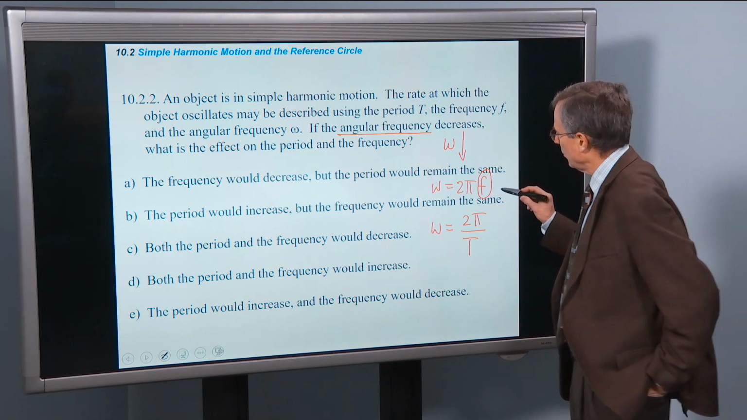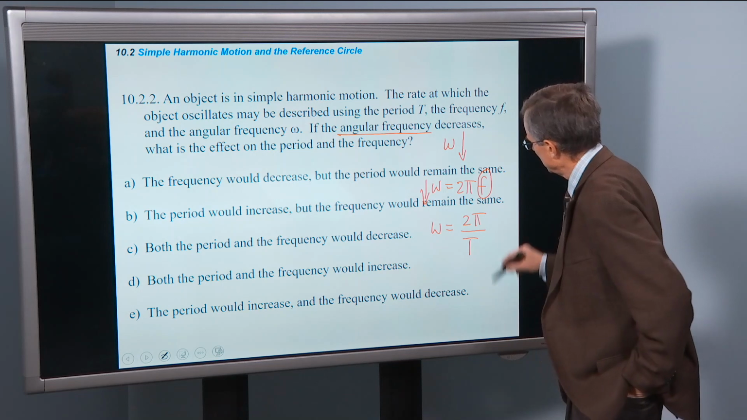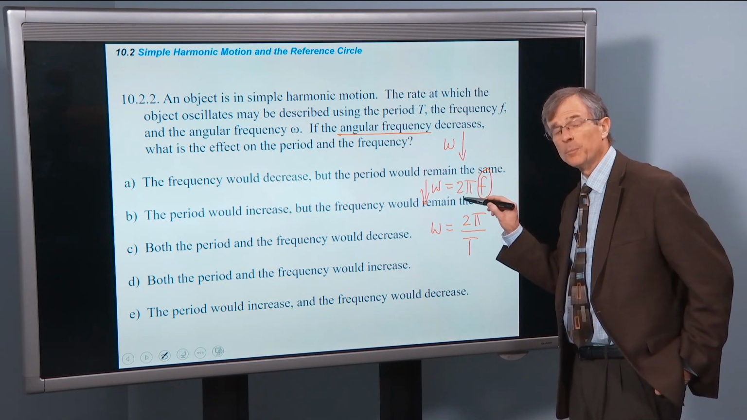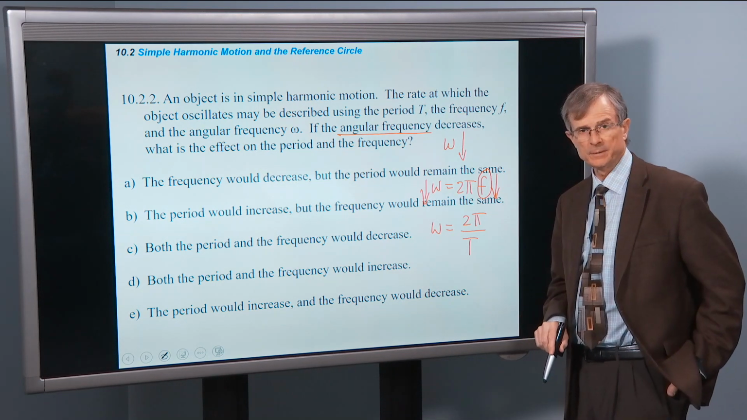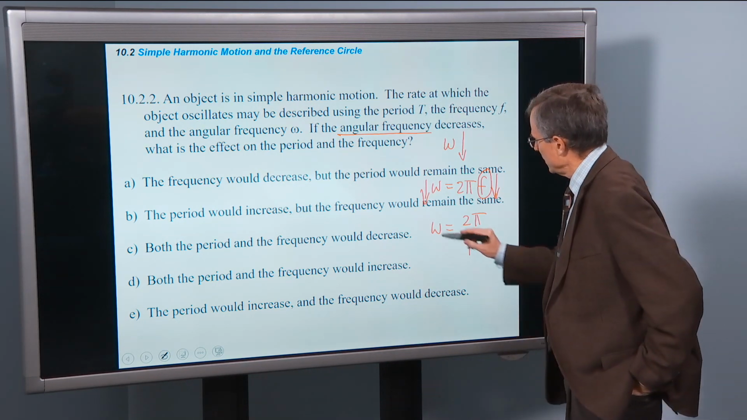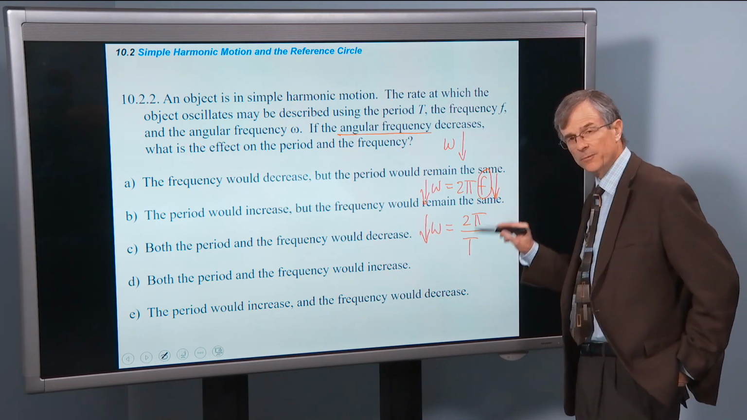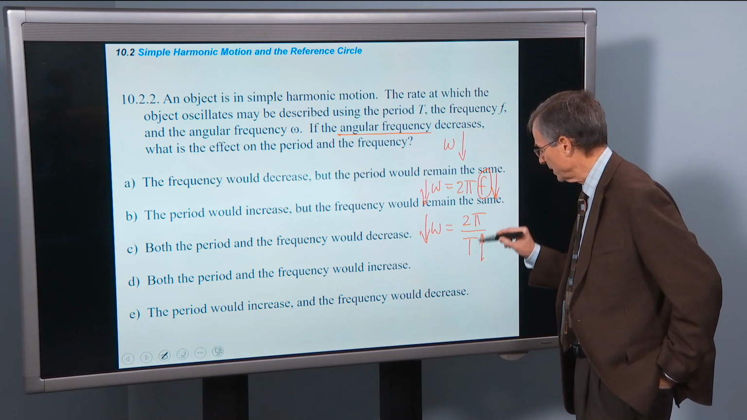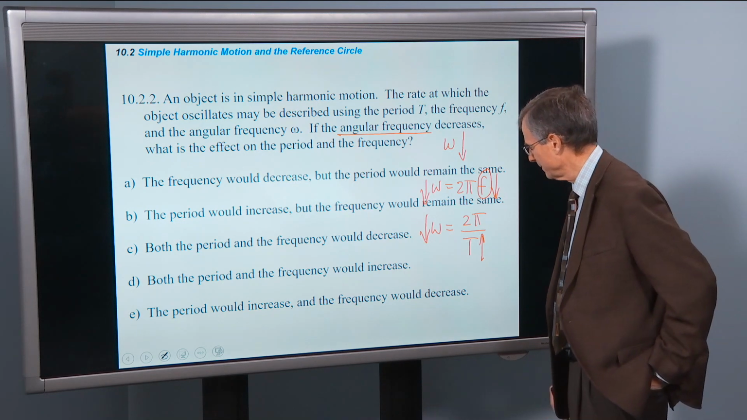All right, well, if omega goes down, then since omega and the frequency are proportional to each other, the frequency must also go down. Since omega goes down and omega is inversely proportional to the period, then the period must go up. Period must increase.